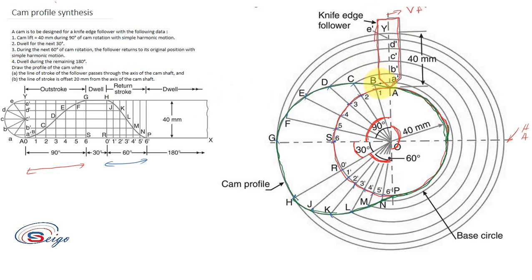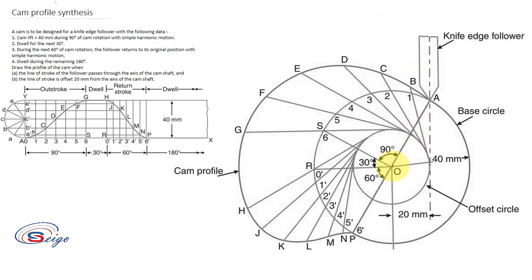That means this follower is a little bit offset; the follower will be here like this. So let us move to the offset question. Here also you first have to draw the base circle. Next you have to draw the offset circle. Here the offset distance is 20 mm. So this is your offset circle.